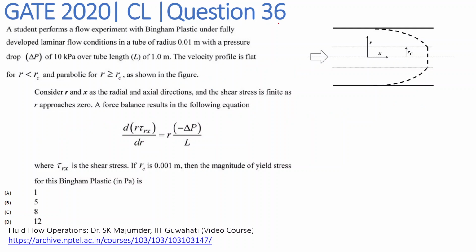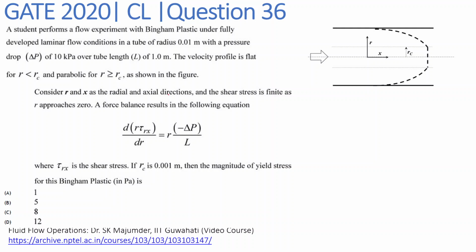We are solving question number 36 of GATE 2020 Chemical Engineering paper. A student performs a flow experiment with a Bingham plastic under fully developed laminar condition in a tube of radius 0.01 meter with a pressure drop of 10 kilopascal over the tube length of 1 meter. The velocity profile is flat for R less than RC and parabolic for R greater than RC as shown in the figure.